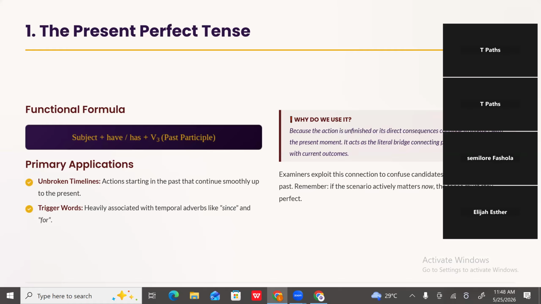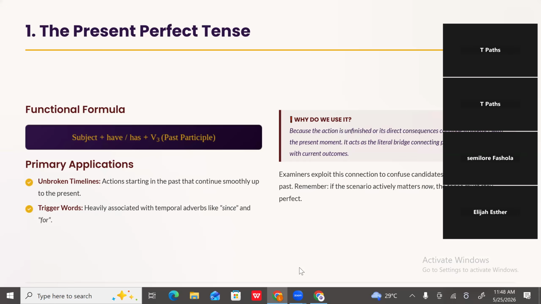I've been to a lot of large cities in the world. I have been to. The trigger words are heavily associated with temporal adverbs like since and for. Sometimes you can be presented with trigger words like since, for. You should know that they always go in line with what? Present perfect.